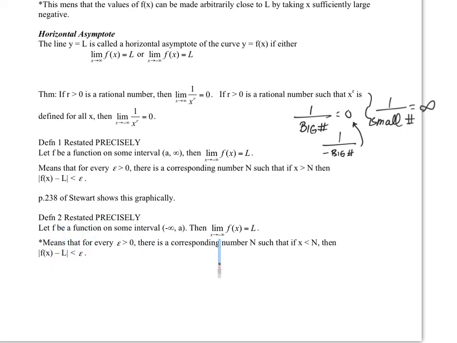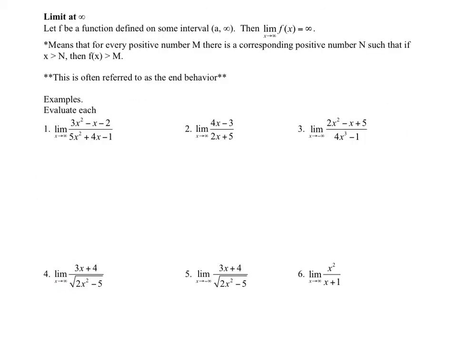And here it is again with negative infinity. For every epsilon greater than 0, there is a corresponding number N such that if x is less than N, then the absolute value of f of x minus L is less than epsilon. All right, moving on here. At infinity, let f be a function defined on some interval a to infinity, then the limit as x approaches infinity of f of x equals infinity. For every positive number M, there is a corresponding positive number N such that if x is greater than N, then f of x is greater than M. This right here, we often call end behavior.